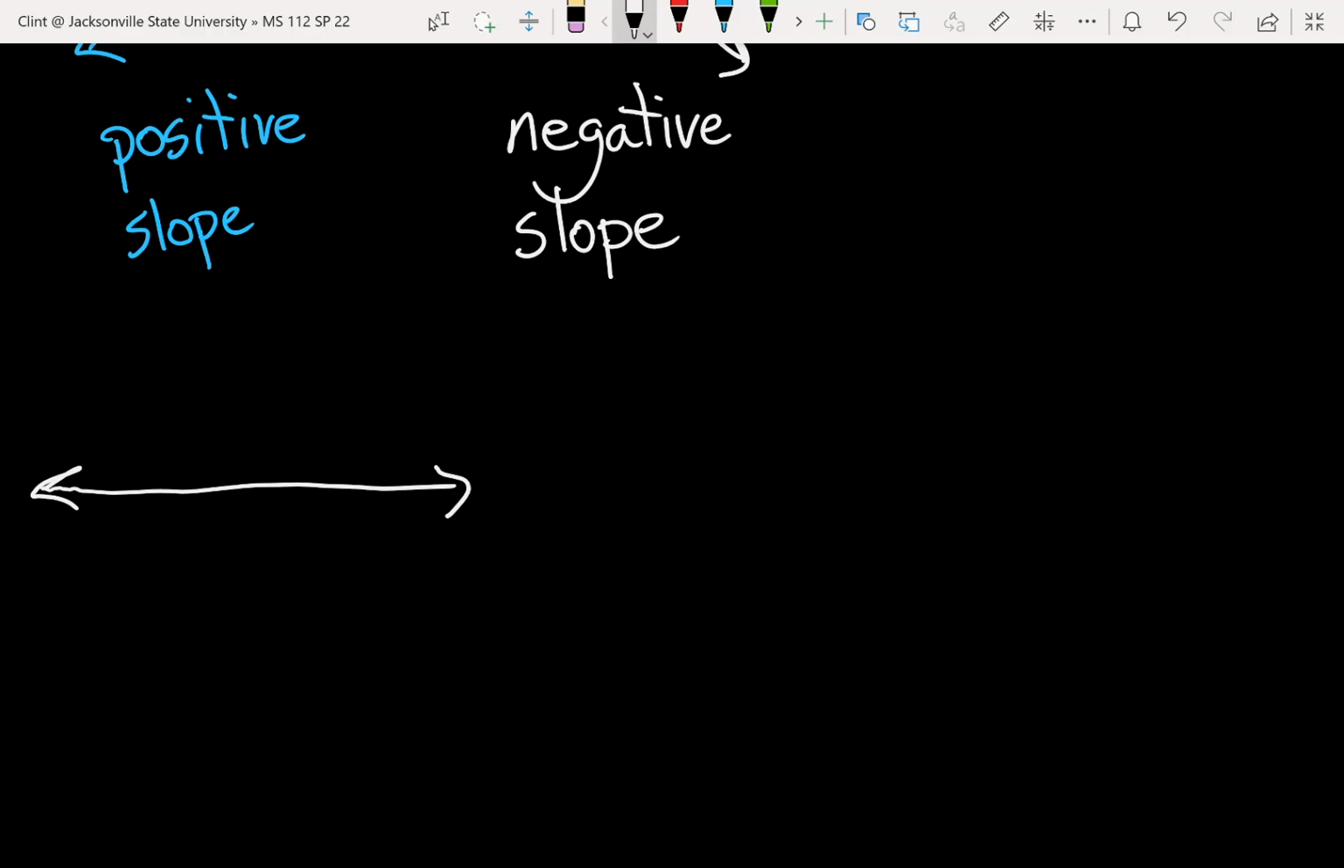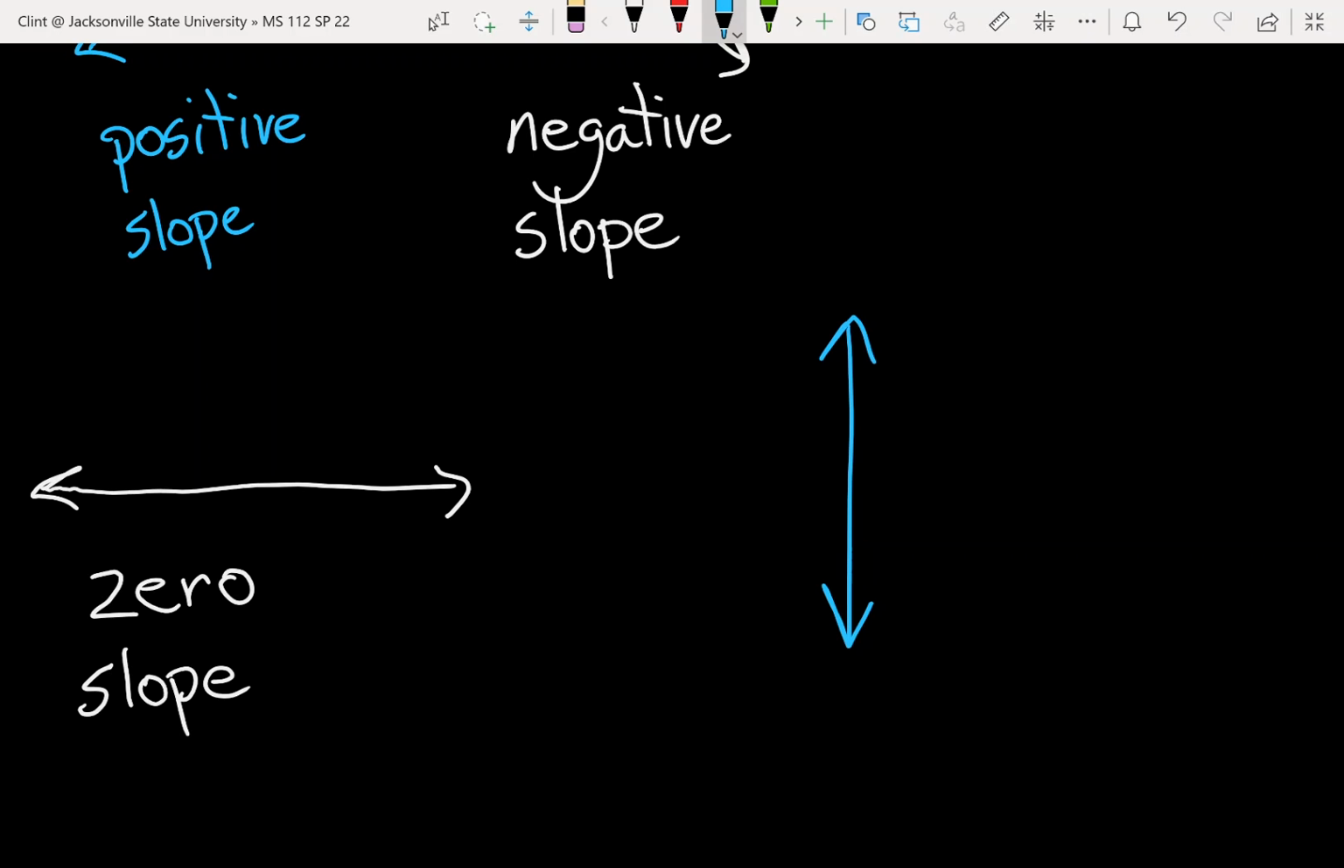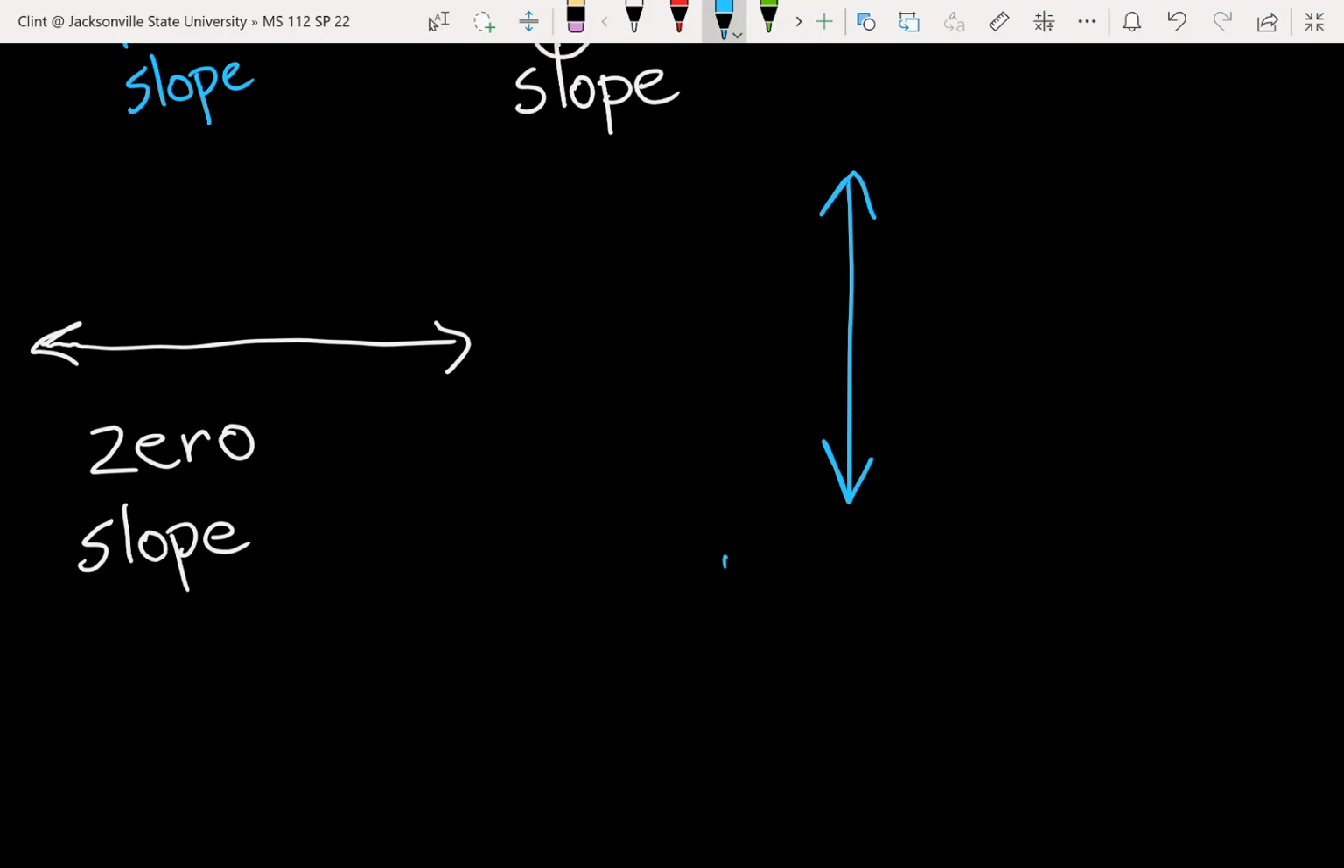So I could say we have 0 slope, or a slope of 0. And then our other weird one is if we have a line that's perfectly vertical. Anybody remember what that one is? Somebody said it last time, I think. Undefined. Yeah, we say if we have a vertical line, let's say the slope is undefined.